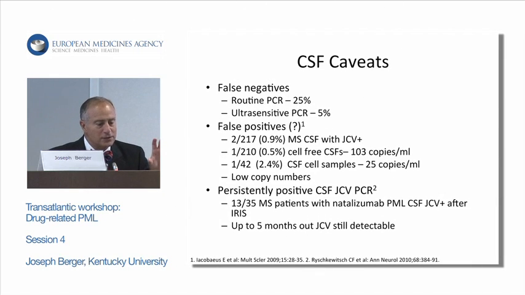However, there are a few caveats with respect to spinal fluid, and I'm sure that after this talk, Gene Major's going to twist my arm and say, why did you use those terms, false negative and false positive? I happen to like them, but he doesn't. He likes using the terms undetectable or detectable. In any event, if one uses routine PCR as opposed to an ultrasensitive PCR, the published data suggests that as many as 25% of individuals with what ultimately turns out to be PML have falsely negative or undetectable virus. And even with ultrasensitive PCR, perhaps the number is as high as 5%.